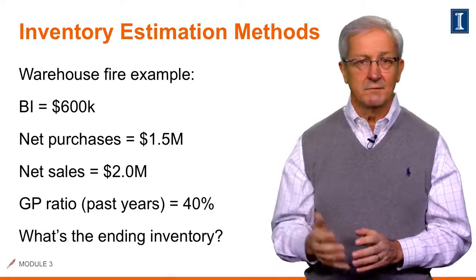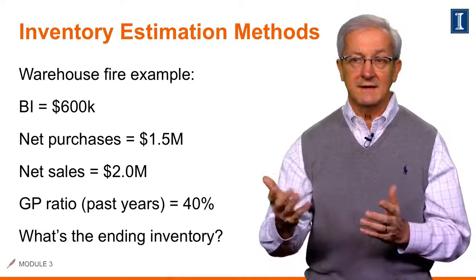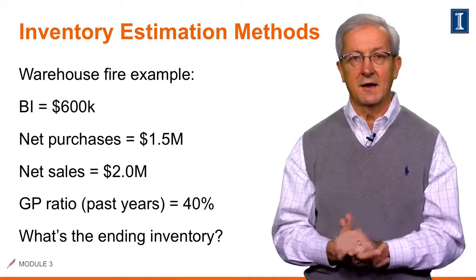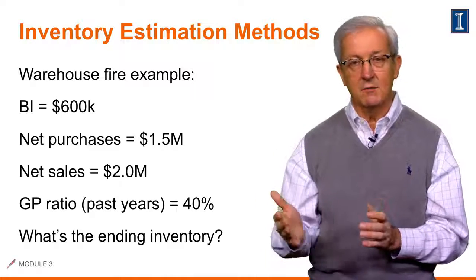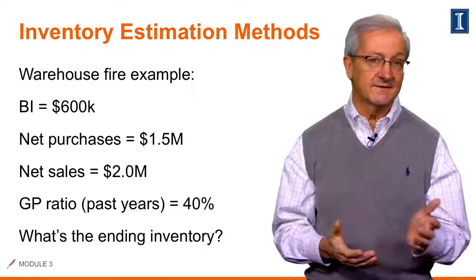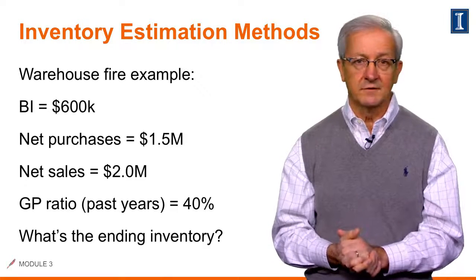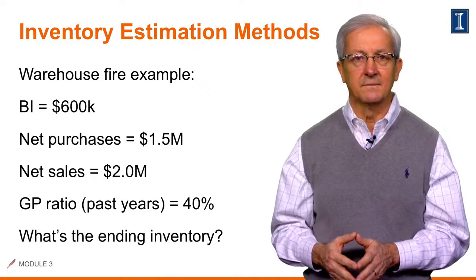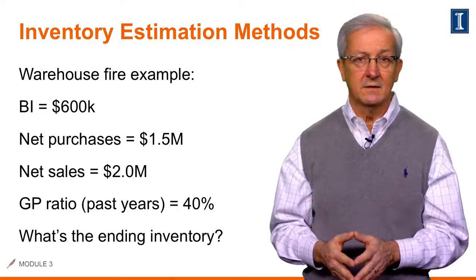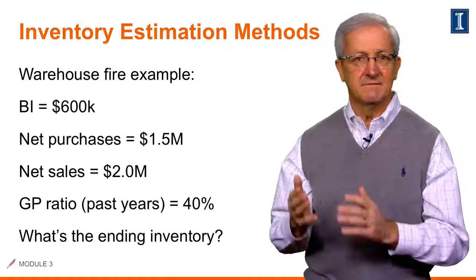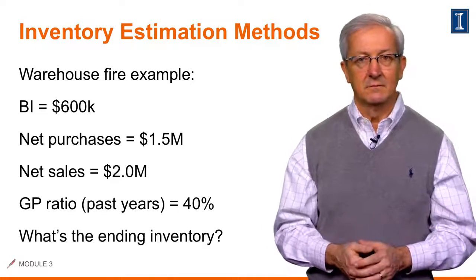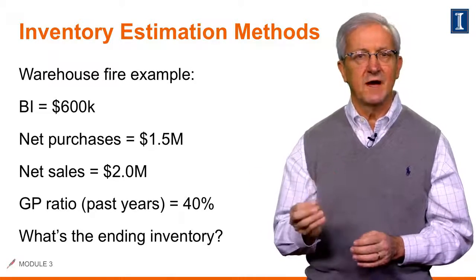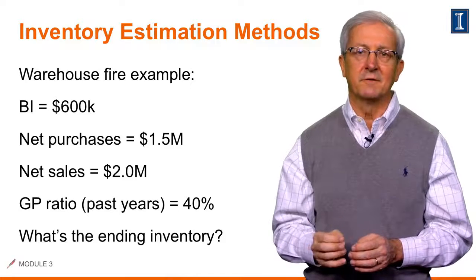Let's say you have a horrific warehouse fire where the following key data: your beginning inventory was $600,000, your purchases up to the fire were $1.5 million, your net sales up to the fire were $2 million, and your gross profit margin ratio over the past couple years has been 40%. So based on this above data, what's the best estimate of our inventory at the time of the fire? I'm going to give you a minute to determine this value based on those past gross profit margins.